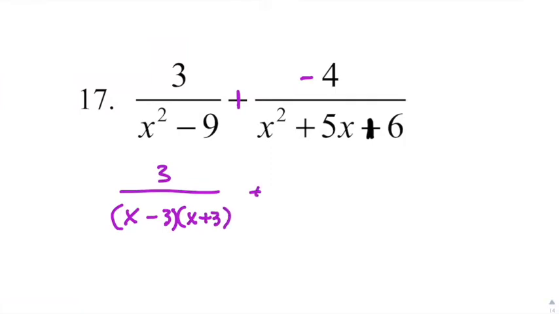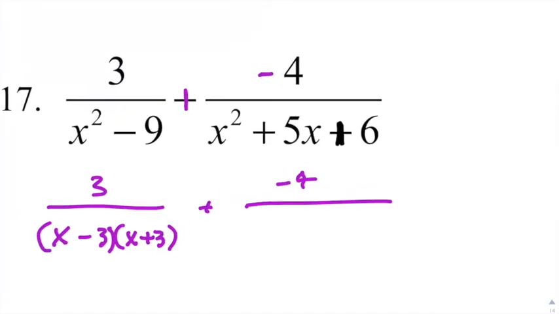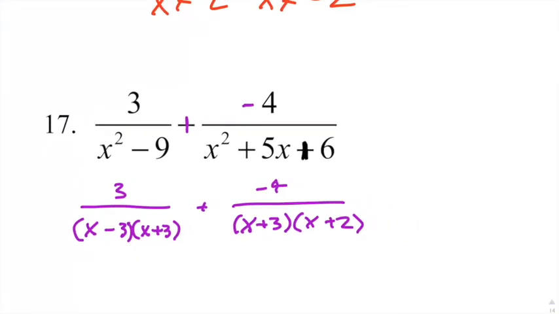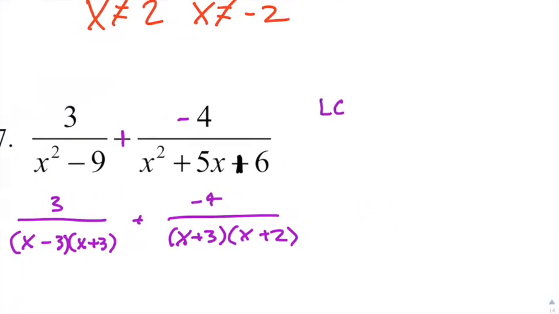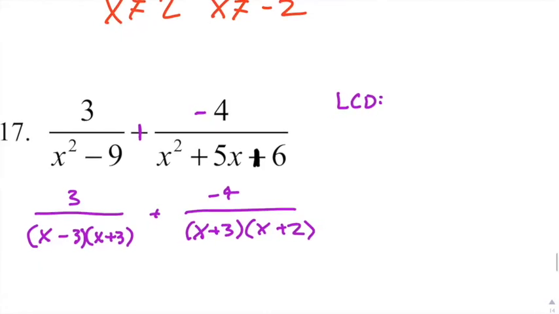Okay. Second fraction here, plus 6 right there. So we've got x plus 3 and then x plus 2. If you go off to the side and find your least common denominator, you already have x plus 3 addressed in both denominators. And then you have an x plus 2 in one denominator, so we need that in both. And then we also have an x minus 3 in the other denominator. And once again, you'll need both.